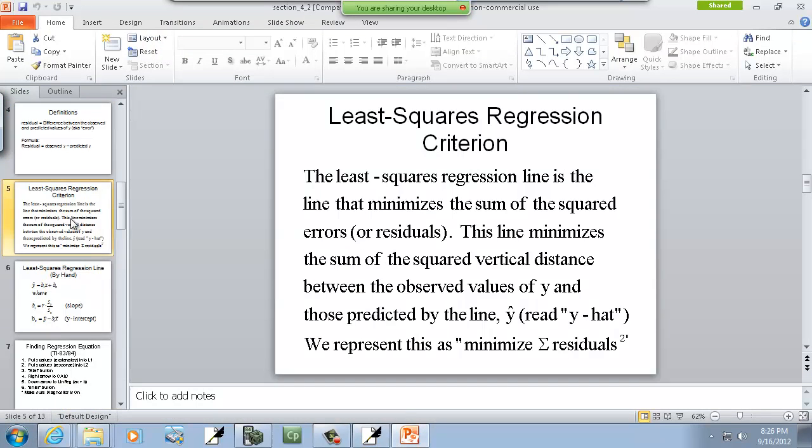Okay. Now the least squares regression criteria says the least squares regression line is a line that minimizes the sum of the squared errors, or residuals. This line minimizes the sum of the squared vertical distance between the observed values of y and those predicted by the line, y hat, in red. We represent this as minimize the sum of the residuals squared. So minimize the sum of the residual squared.